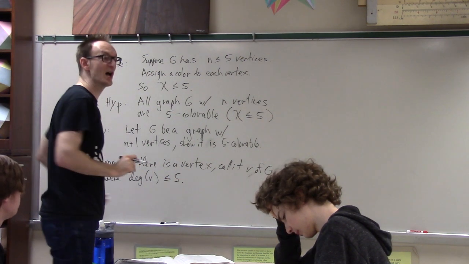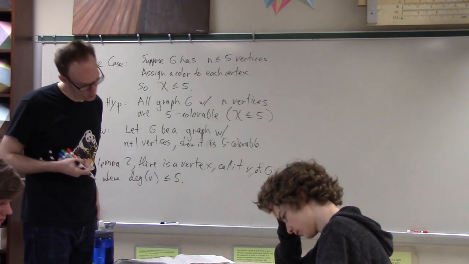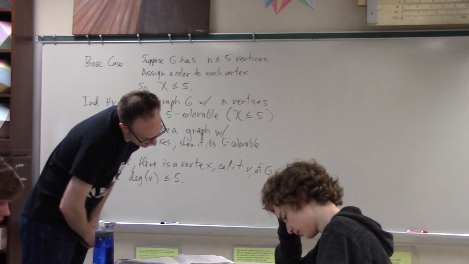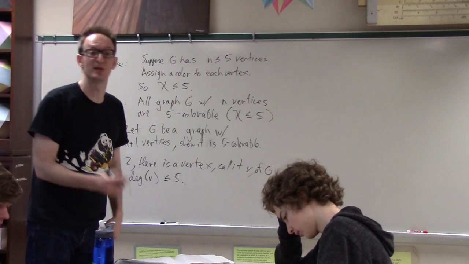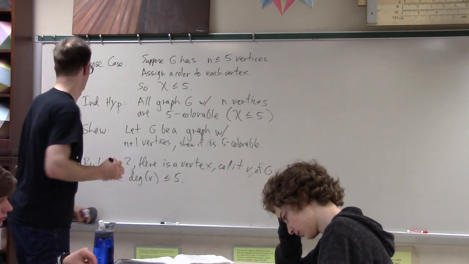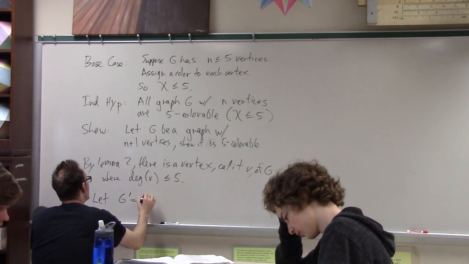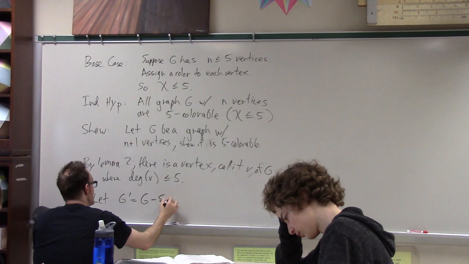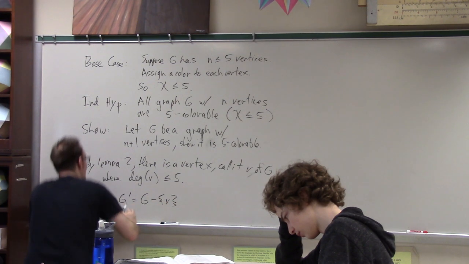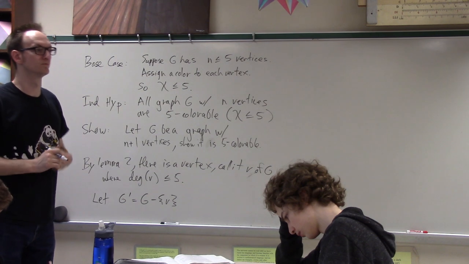where the degree of V is less than or equal to 5. All right, and so what I'm going to do is define a new graph, G prime, which is like the subgraph by taking out V. So let G prime be the graph G, but minus this one vertex with degree less than or equal to 5. What can I say about G prime?